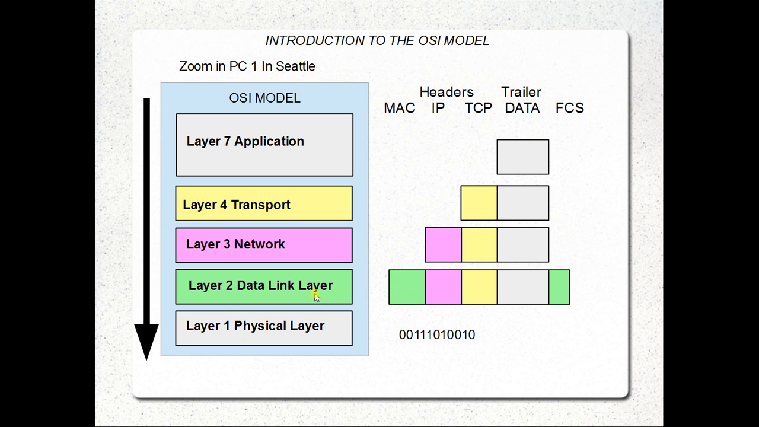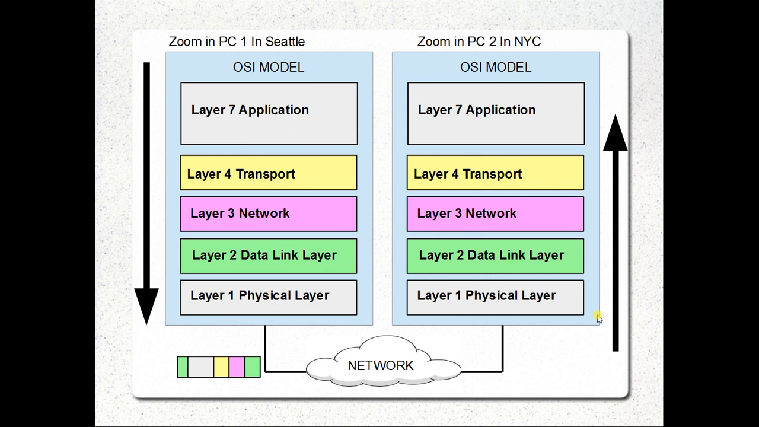And then we'll see in future, as we dig into it, that layer 3 is where the IP addresses are added. Layer 2 is where the MAC address is added. But for now, we're just looking at the higher level.